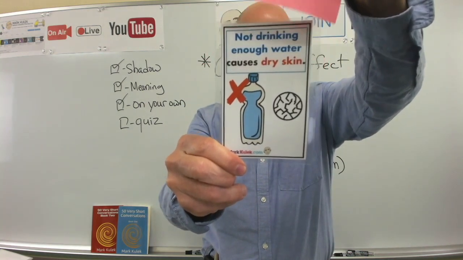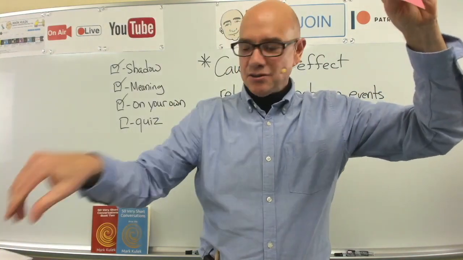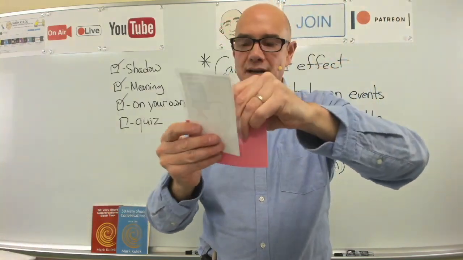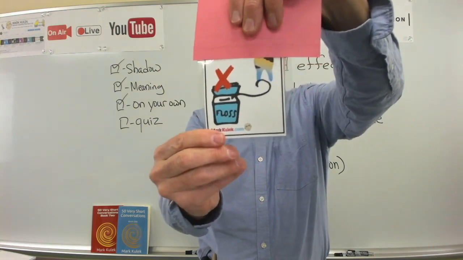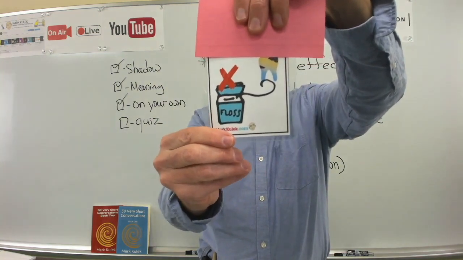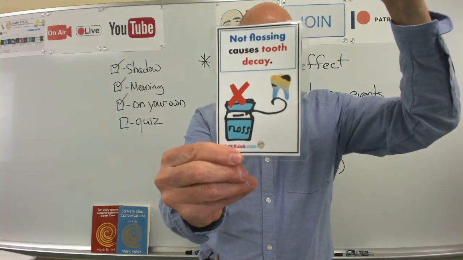Okay, let's check. Not drinking enough water causes dry skin. Okay, let's do card two of the quiz. What is the sentence? Not flossing causes tooth decay.